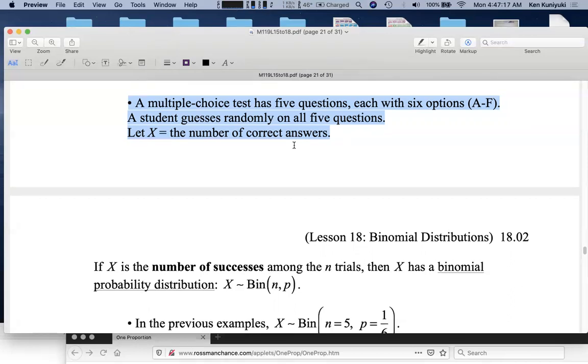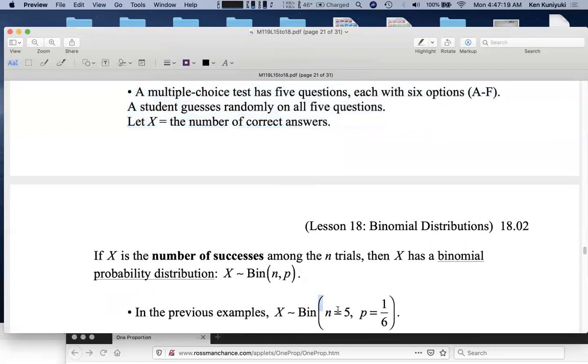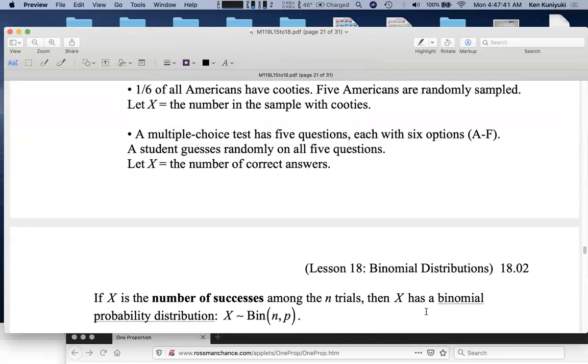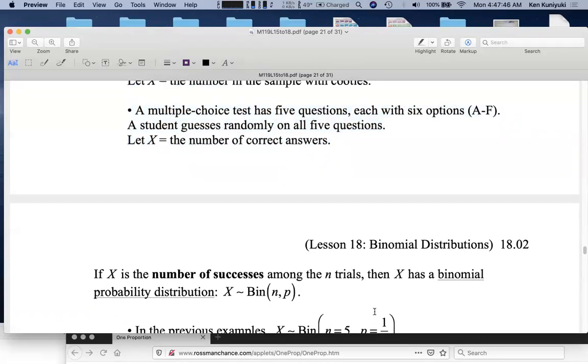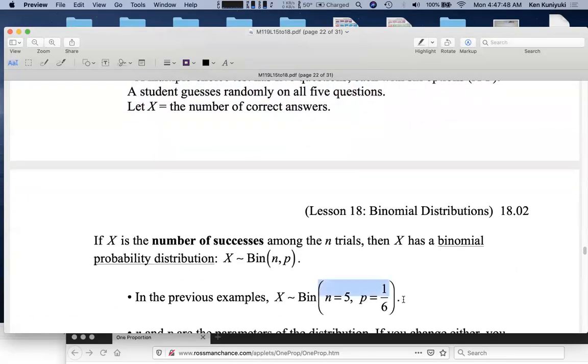Okay, X counts the number of successes, and again, it has the same binomial distribution we've discussed. N equals 5 trials or questions, P equals 1/6, the shared probability of success. In this case, the student guesses randomly. On any given question, 6 options, P is 1/6. So in all 3 of these cases, actually, now it's 5 examples where we have a binomial experiment. I just described 3 experiments where we have the same binomial distribution.